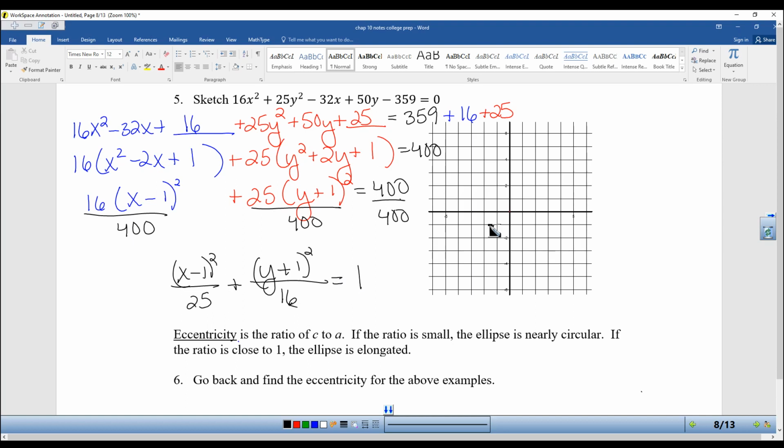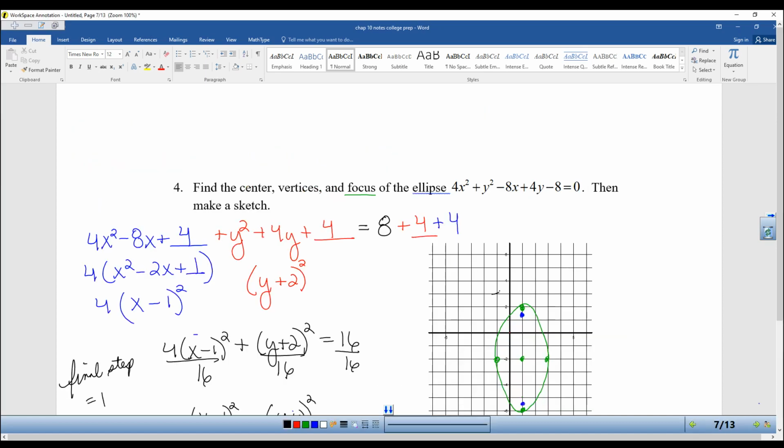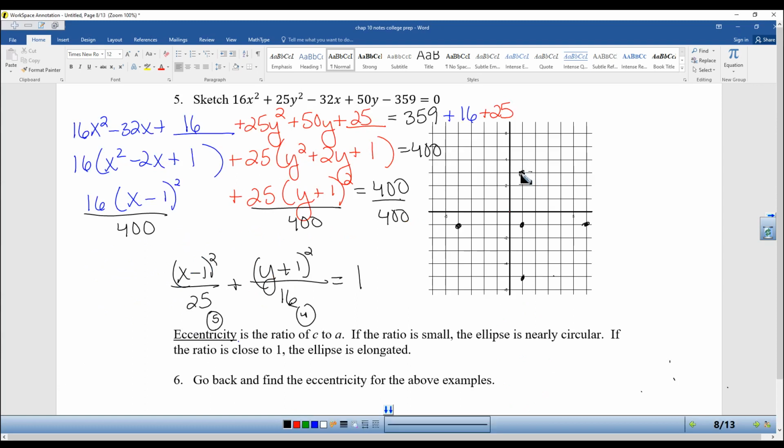So my center, it doesn't ask me to label all these points this time. I'm just going to draw it. But my center is at positive 1, negative 1. I'm going to move 5 in the x direction. 1, 2, 3, 4, 5. I'm going to move 4 in the y direction. 1, 2, 3, 4. And 1, 2, 3, 4, 5. I didn't do my other x. Okay, a little hard to draw, right? Because it's almost circular.